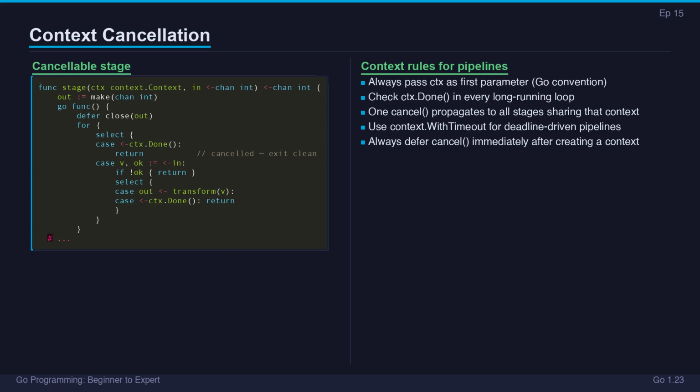The rules are simple. Pass context first, check ctx.Done in every loop, call defer cancel immediately after creating any context, and use context with timeout when you want a deadline rather than manual cancellation.